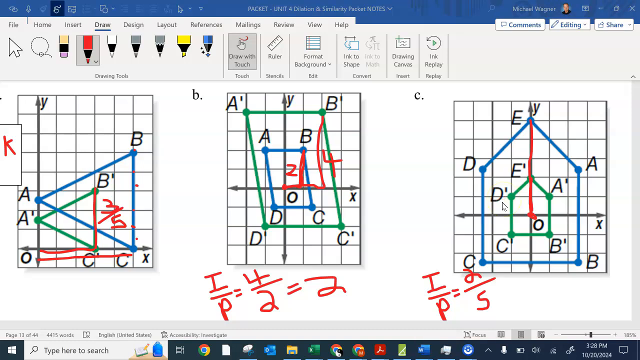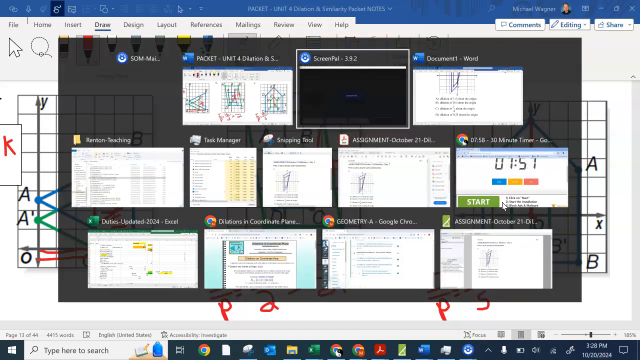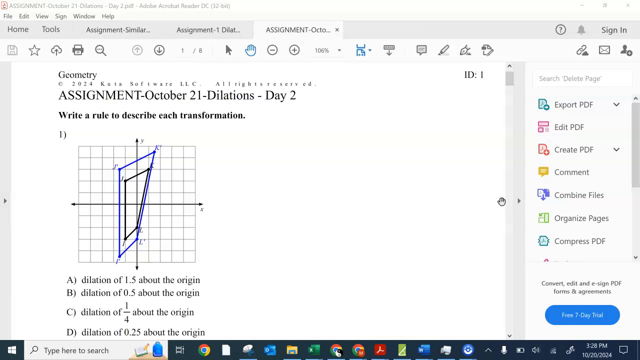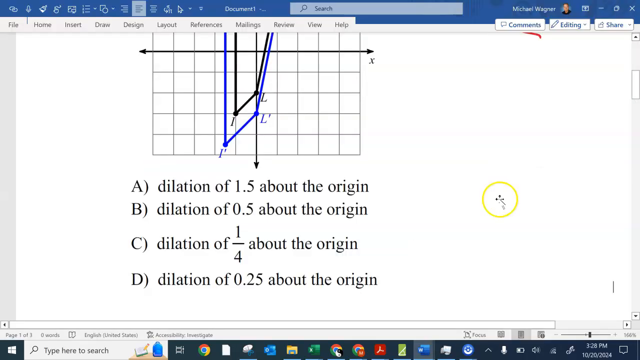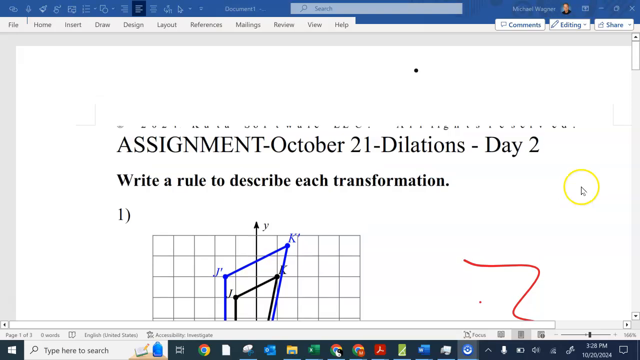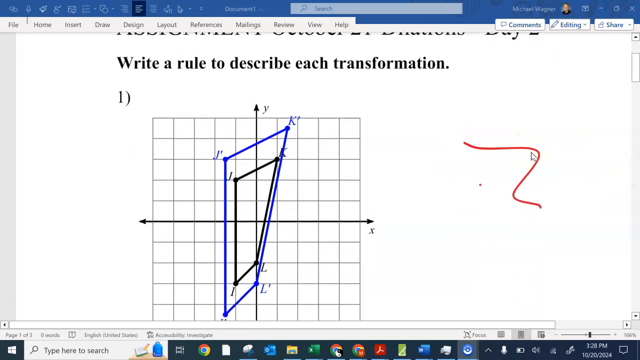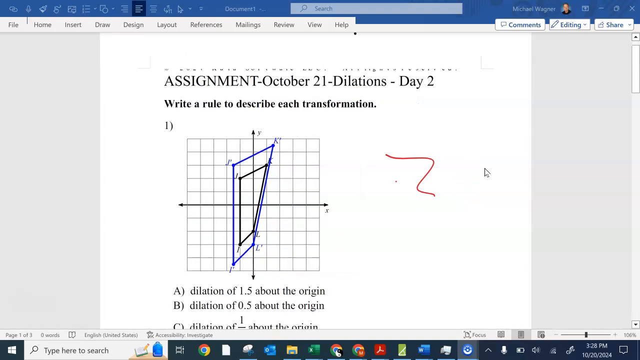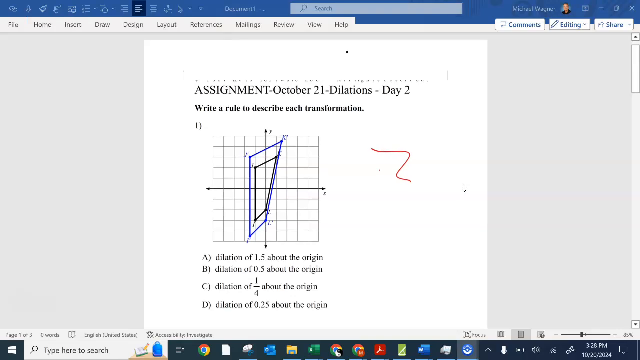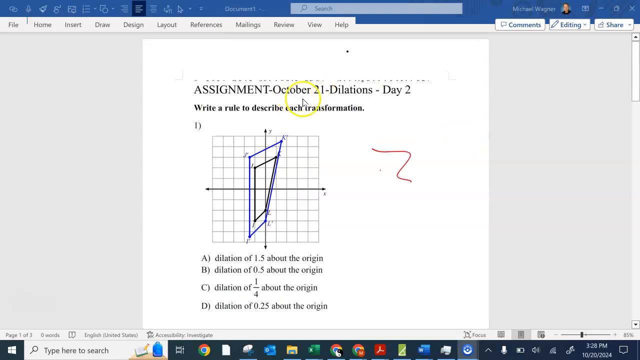The next thing is we're going to look at the assignment for today. Let's see if I can get to that, if my computer allows me. There we go. Okay. So you're going to have 3 problems today on the assignment, and we'll do the first 3 together. The first one is to write a rule to describe each translation. There's multiple choices, but what I would recommend is to try to go ahead and do it yourself first before you look at the choices, because I think the test is not going to be multiple choice.